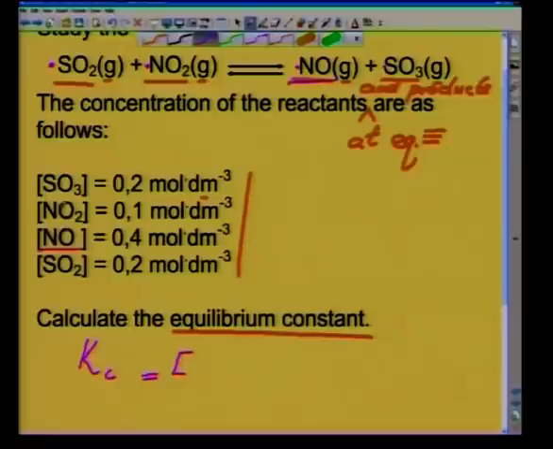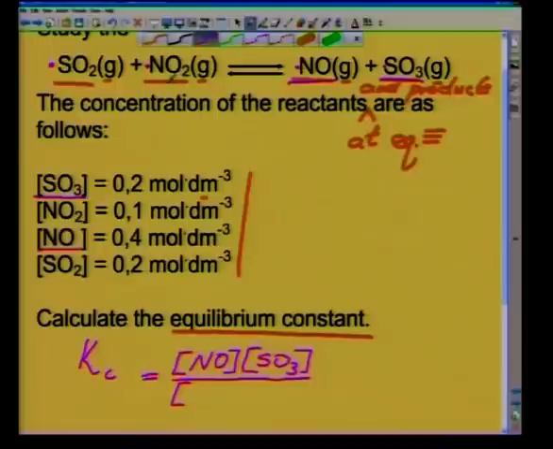Remember there? And SO3 is the product. So it will be the concentration of NO, remember the big brackets mean concentration of, times the concentration of SO3, divided by the concentration of the reactants, SO2, NO2. Concentration of SO2 times the concentration of NO2.